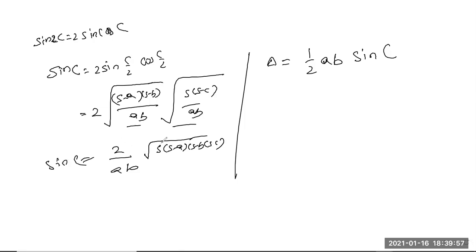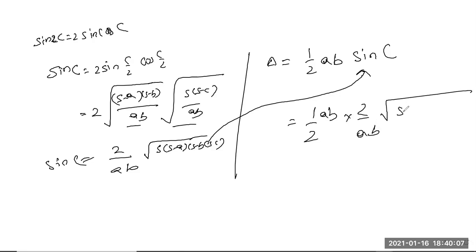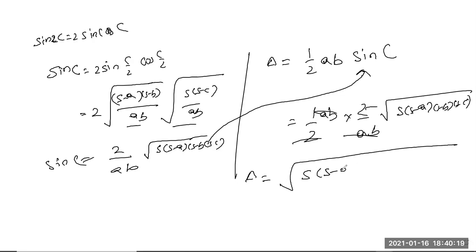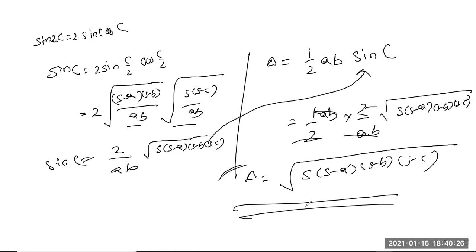Substitute this sin C value here. Then what you will get? You will get half AB into 2 by AB into root S into S minus A into S minus B into S minus C. Okay, so this AB and this 2 will get cancelled. So area of a triangle is root S into S minus A into S minus B into S minus C. Okay, this is how Heron's formula came. Did you understand that? Yes, sir. Using the half angle formula, we derived this.